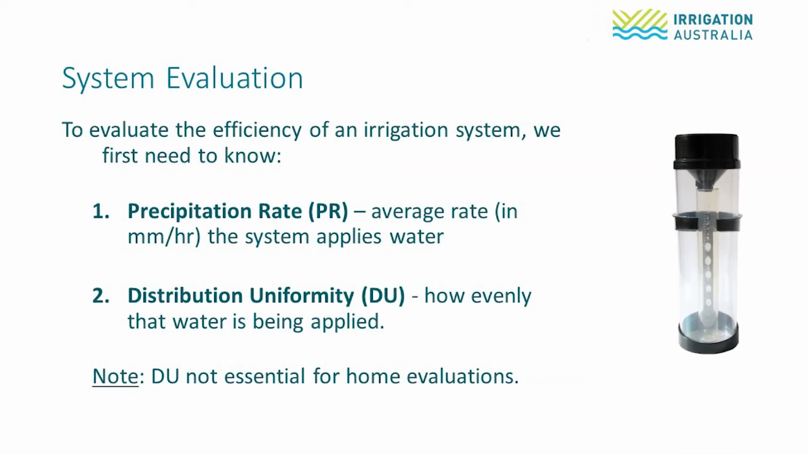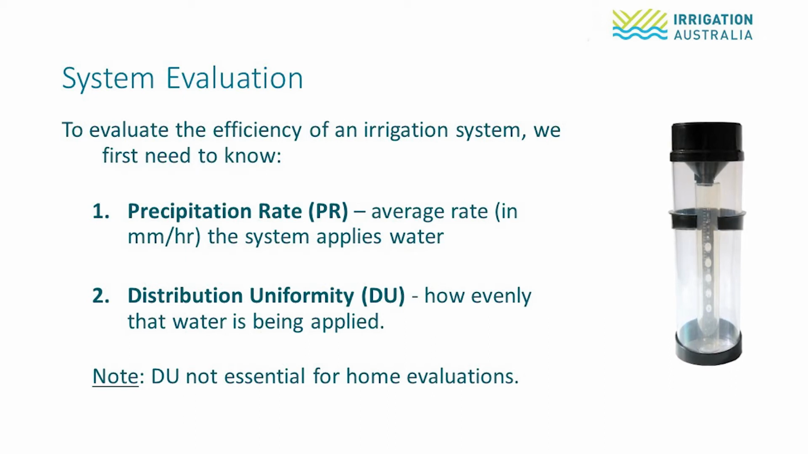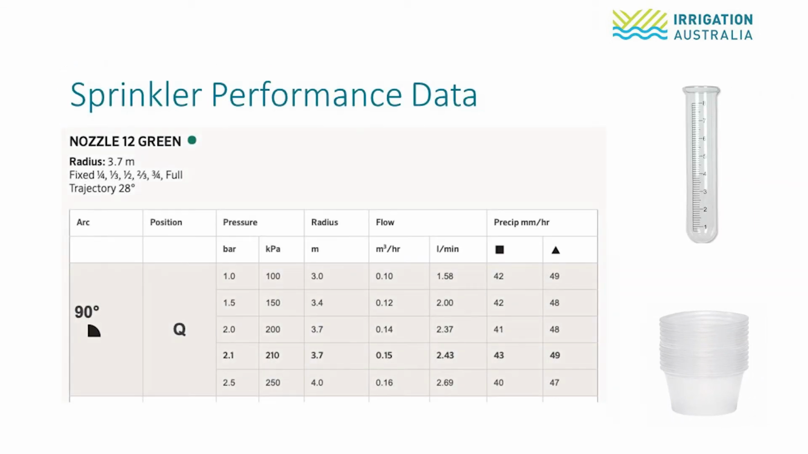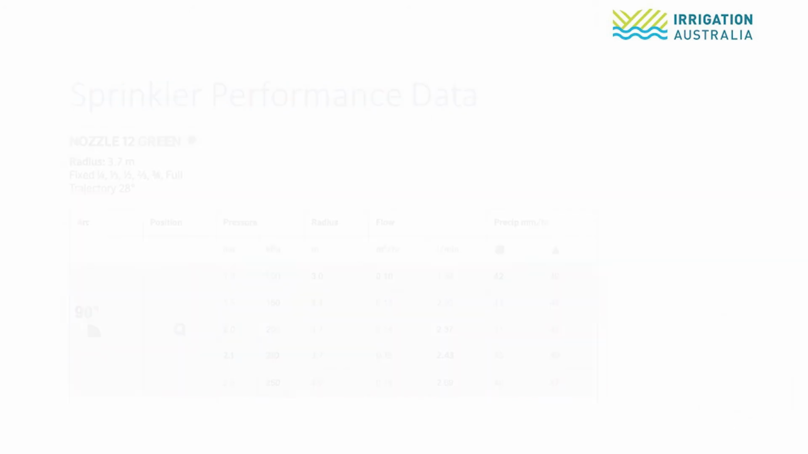Evaluating the efficiency of an irrigation system requires the following information. Precipitation rate, or PR, the average rate in millimetres per hour that the system applies the water to the ground. Distribution rate, or DU, how evenly the water is applied. Sprinkler performance data is readily available from the nozzle manufacturers and will provide the arc of the nozzle, 0 to 360 degrees, operating pressure required, flow required in litres per minute and the precipitation rate in millimetres per hour. This information is vital when designing an irrigation system.